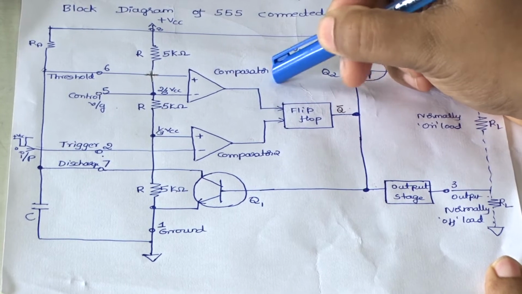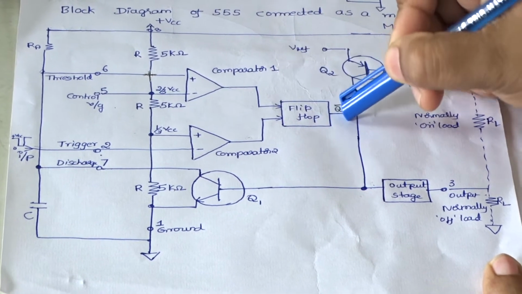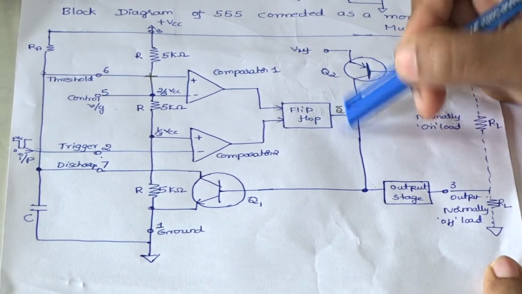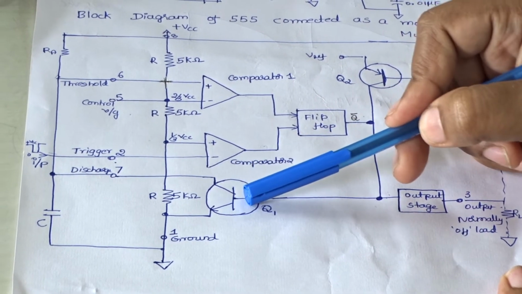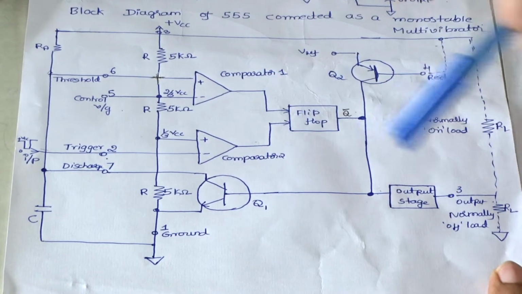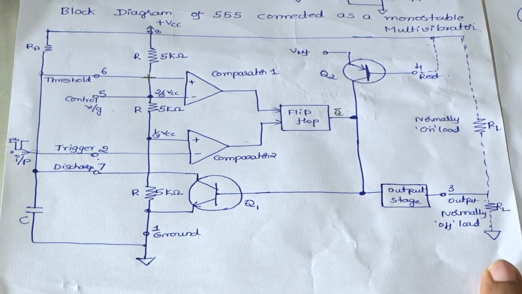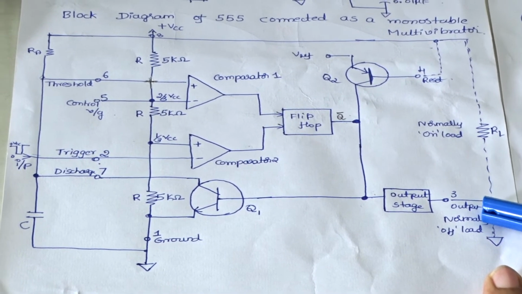That indicates R is 1, reset. So here S is equal to 0, and Q bar will become 1. That indicates that this will be on, C starts discharging, and the output you are going to get is 0. Again it comes back to 0.